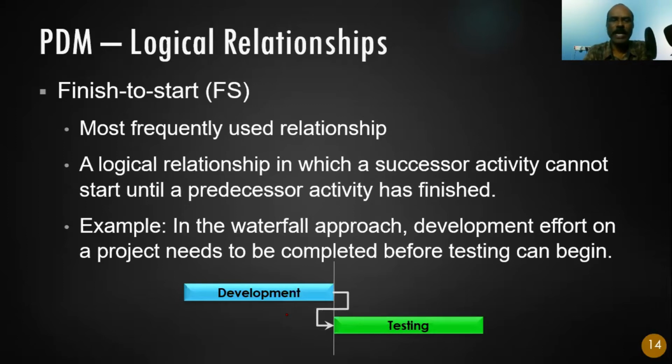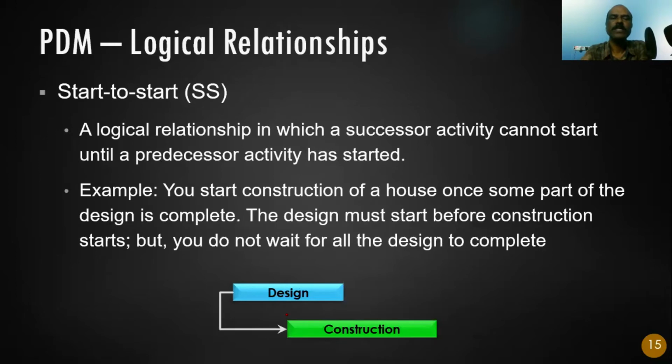Now let's move to the next relationship, which is the start to start relationship. Again, this is quite common. A lot of people like to use start to start. Maybe after finish to start, I believe that SS is the second highest used in scheduling. So what it means here is a successor activity cannot start until a predecessor activity has started. So here we are not talking about the finish. Here we are just talking about the start.